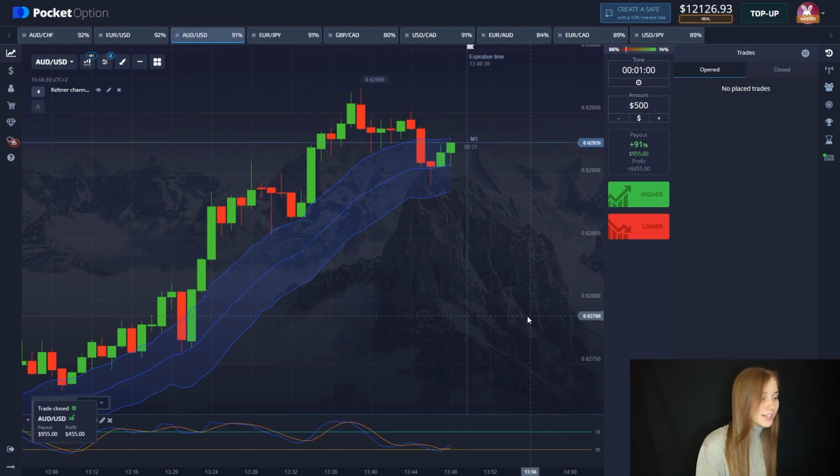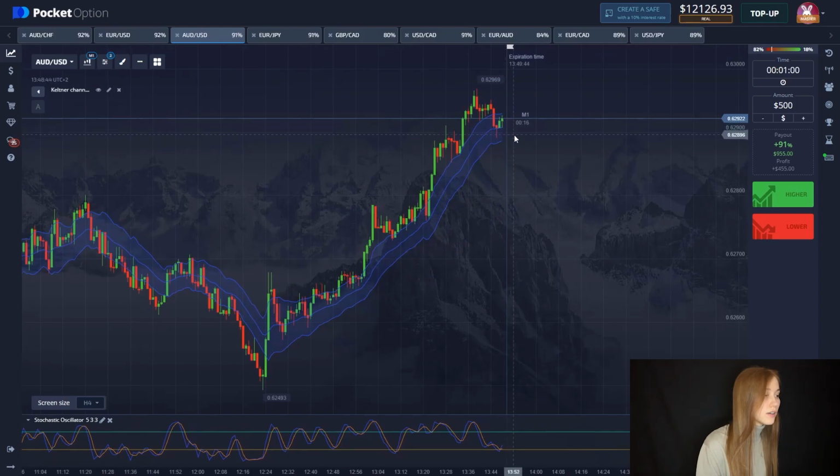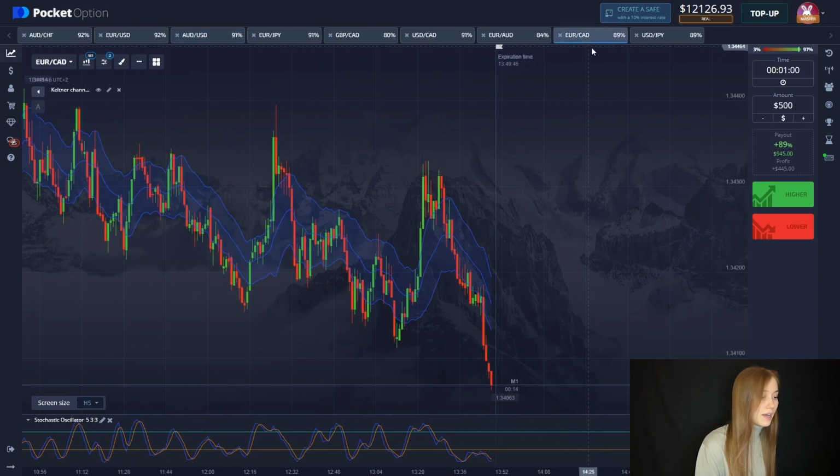And our first trade closes plus, so perfect. As I said, at the end of our trade the movement went up again. The candle gave the right direction and the trade was closed in plus. And let's choose the next concept.